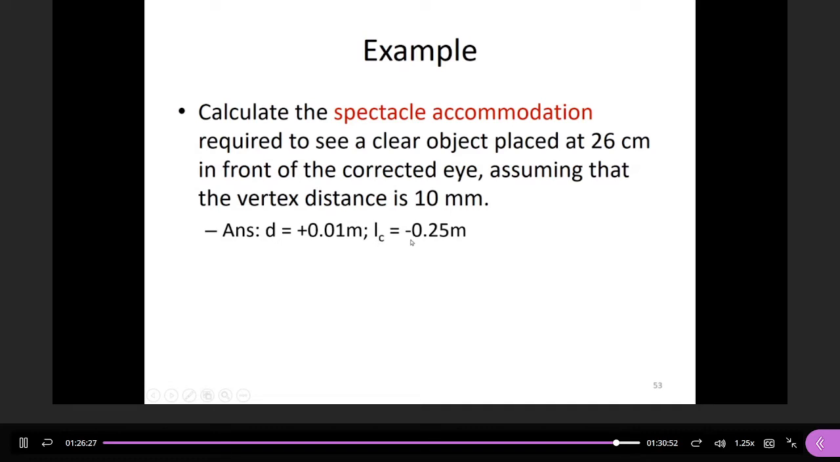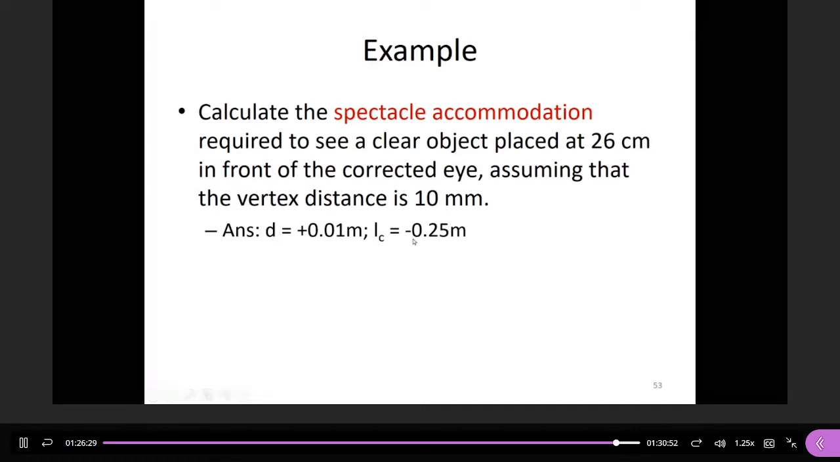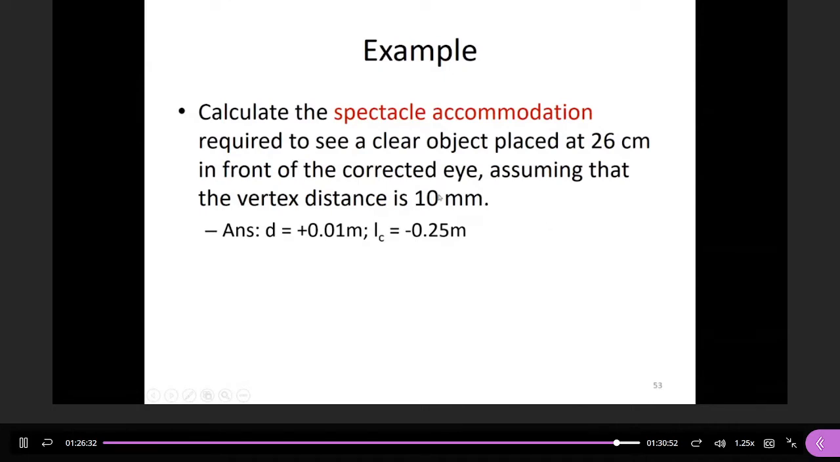L_C should be negative 0.25, because you have to consider this 1 centimeter. The distance is the distance from the object to the eye, so you have to take that into consideration. Therefore, instead of 26 centimeters, L_C is just 25 centimeters in front of the eye. Based on this calculation, the spectacle accommodation in this case is about 4 diopters.